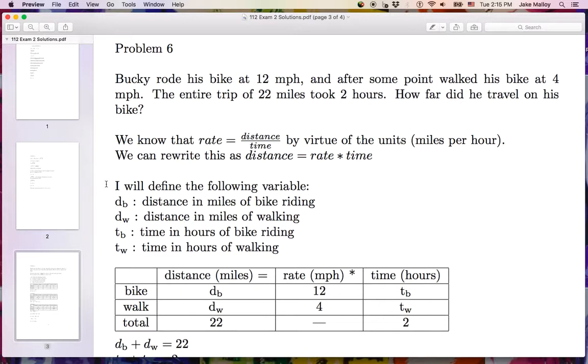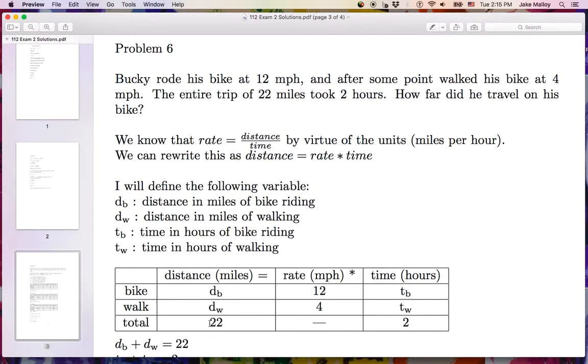All right, so we know just by virtue of miles per hour that a rate equals the distance divided by the time. Now we could rewrite this as distance equals rate times time. And that's what I do here. I create a table where I set up distance equals rate times time, and then I want to figure out some different pieces of that: what that was when I was biking, walking, and then in total. So I start to put in some information.